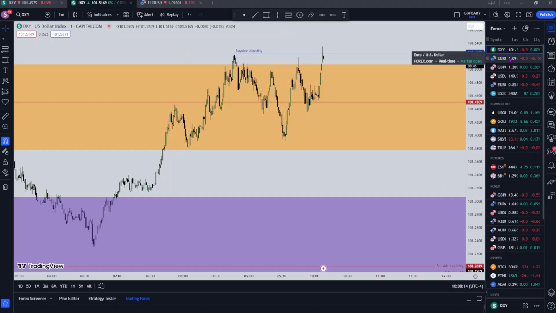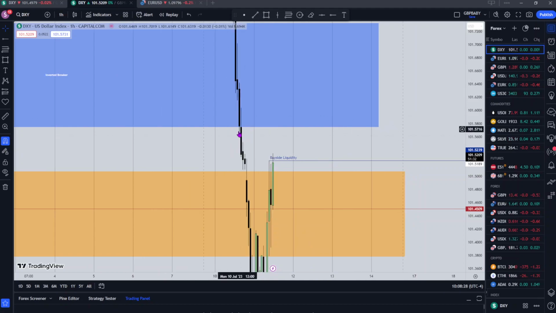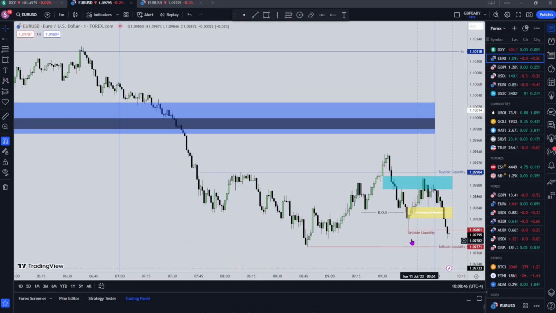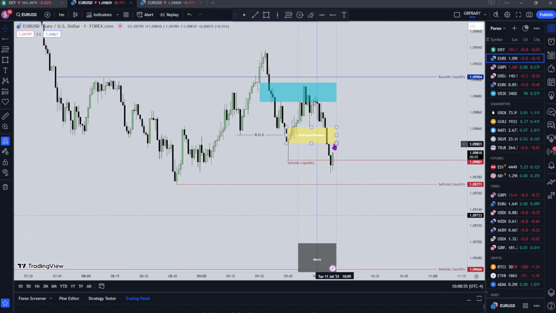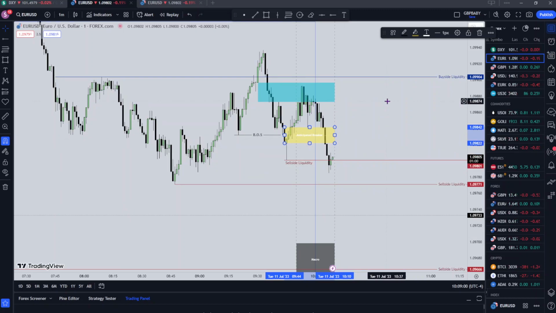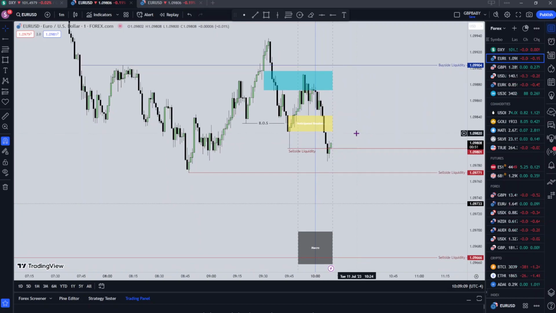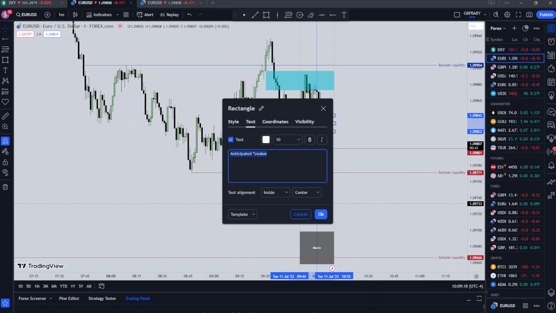Has Dixie taken out his high? Right, Dixie has just taken it. If Dixie wants to go into this inverted breaker, and there's an imbalance up here as well, see if Dixie wants to reach for that, which would be good for Euro. Charts are a mess. Patience is a virtue. Well, this is now technically a breaker, so we can get rid of the anticipated.